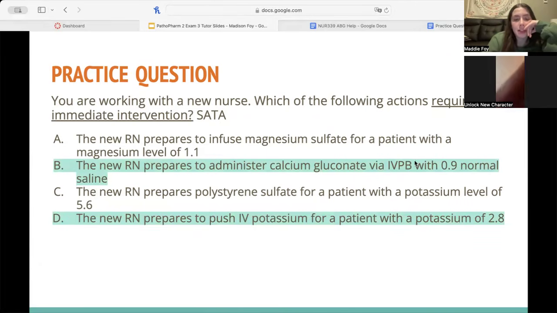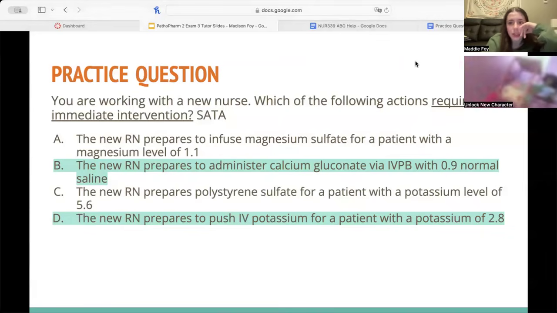So A is correct. That's a low magnesium. You can expect to give something like mag sulfate. B is requiring intervention because you do not want to give calcium gluconate with 0.9 normal saline. That would not be a therapeutic nursing intervention. C is an okay intervention because polystyrene sulfate is used to decrease potassium levels, and that is an elevated potassium. And D requires the most immediate intervention because you never, ever, ever push IV potassium, even if their potassium's super low. That's just not how you're going to treat it.